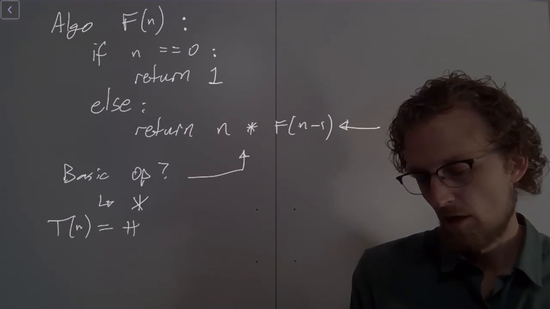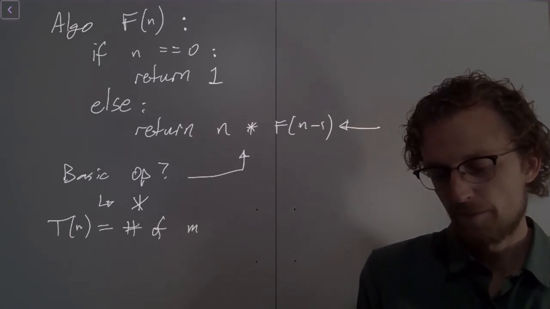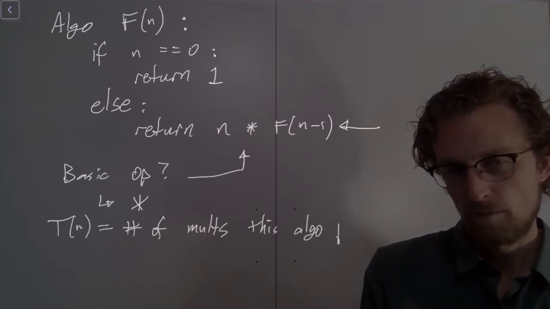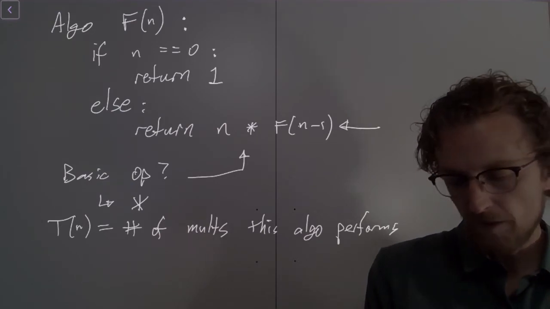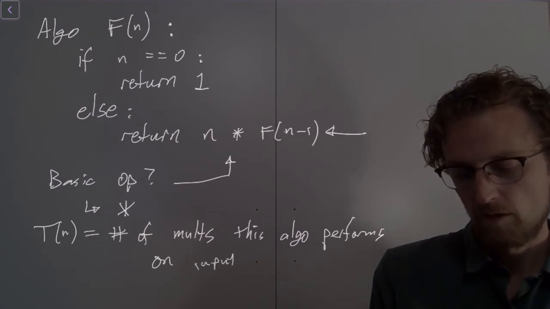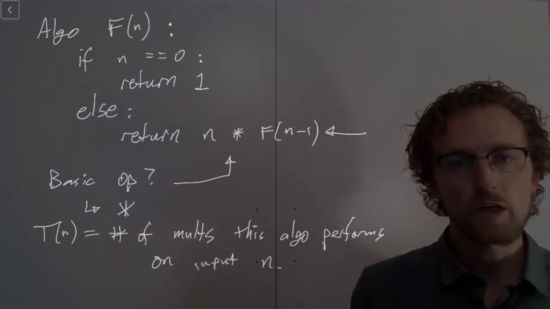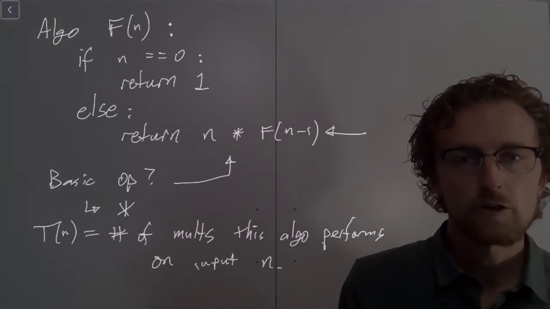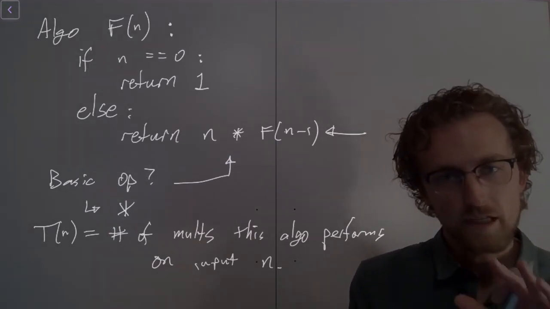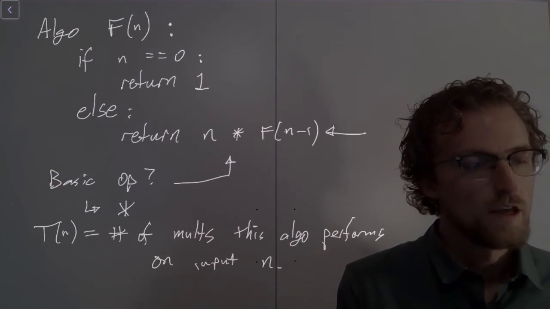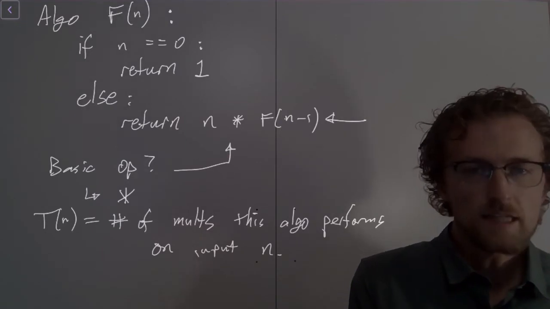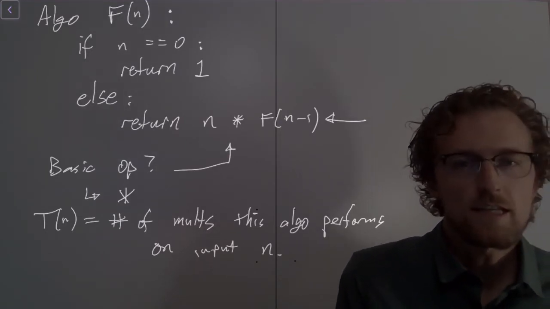Okay, so this is the number of multiplications this algorithm performs, specifically when we give it an input of n. So on input n. Okay. So we want to come up with the number of multiplications as a function of the number that we pass to it. Okay. And we're not asking in general, we're asking about this algorithm. All right. So let's think about this. So what is t of n, right? How can we express t of n here?